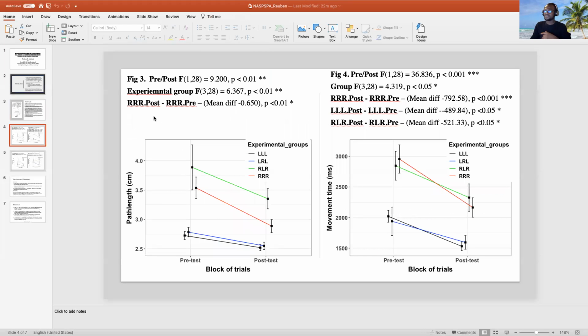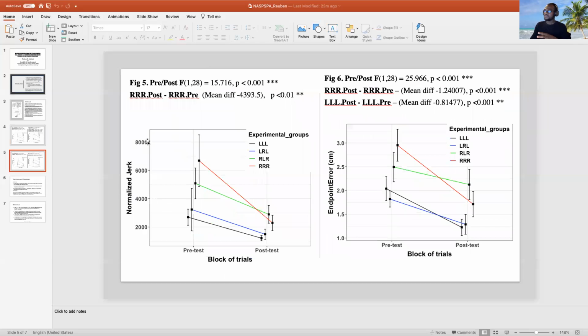In the results, we could see that there was no bilateral transfer for path length. However, we saw some adaptation in a retention group that trained with their right hand. For movement time, we could see that there was general adaptation for both retention groups. And also, there was bilateral transfer for the right hand, which was the non-dominant hand, after training the left hand.